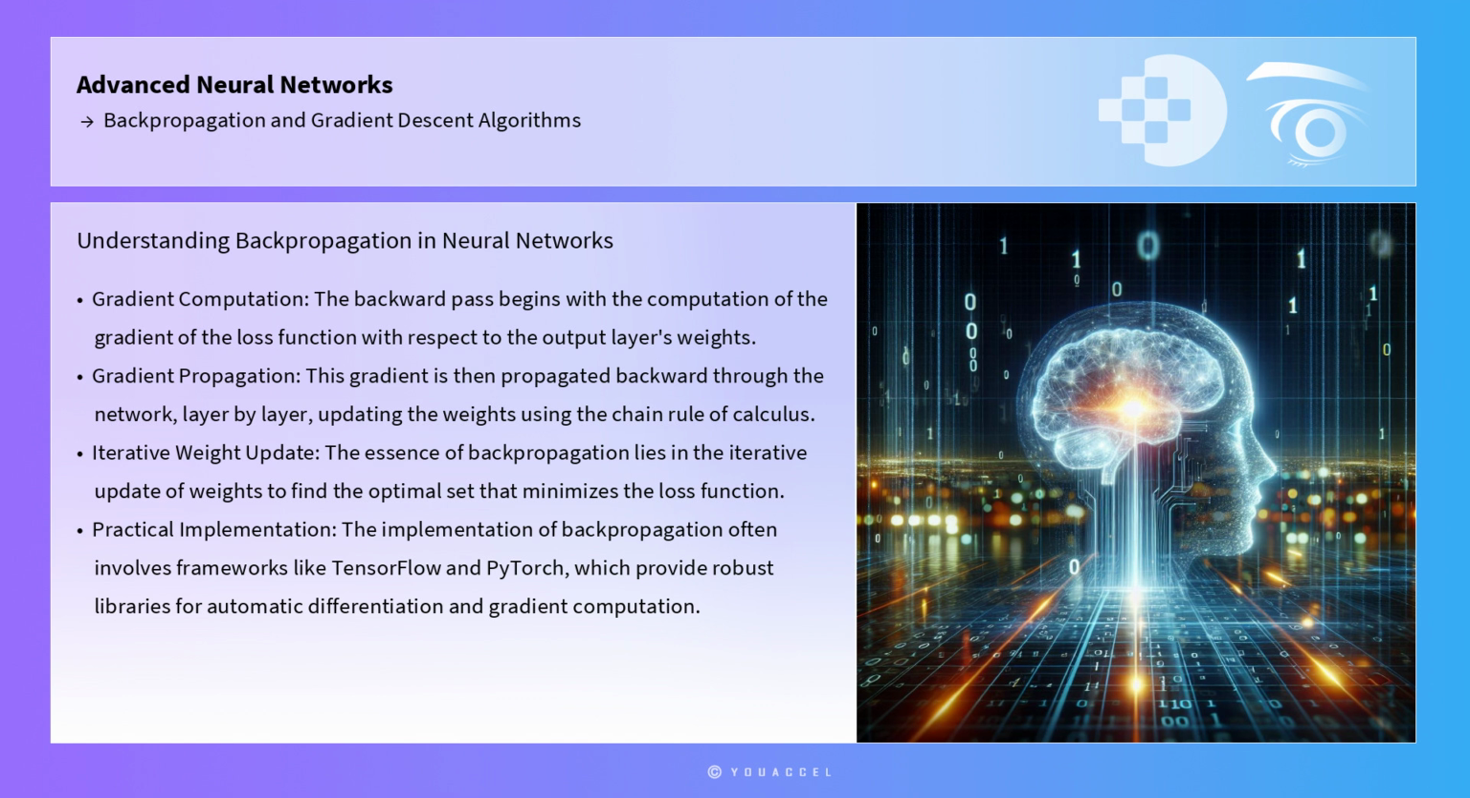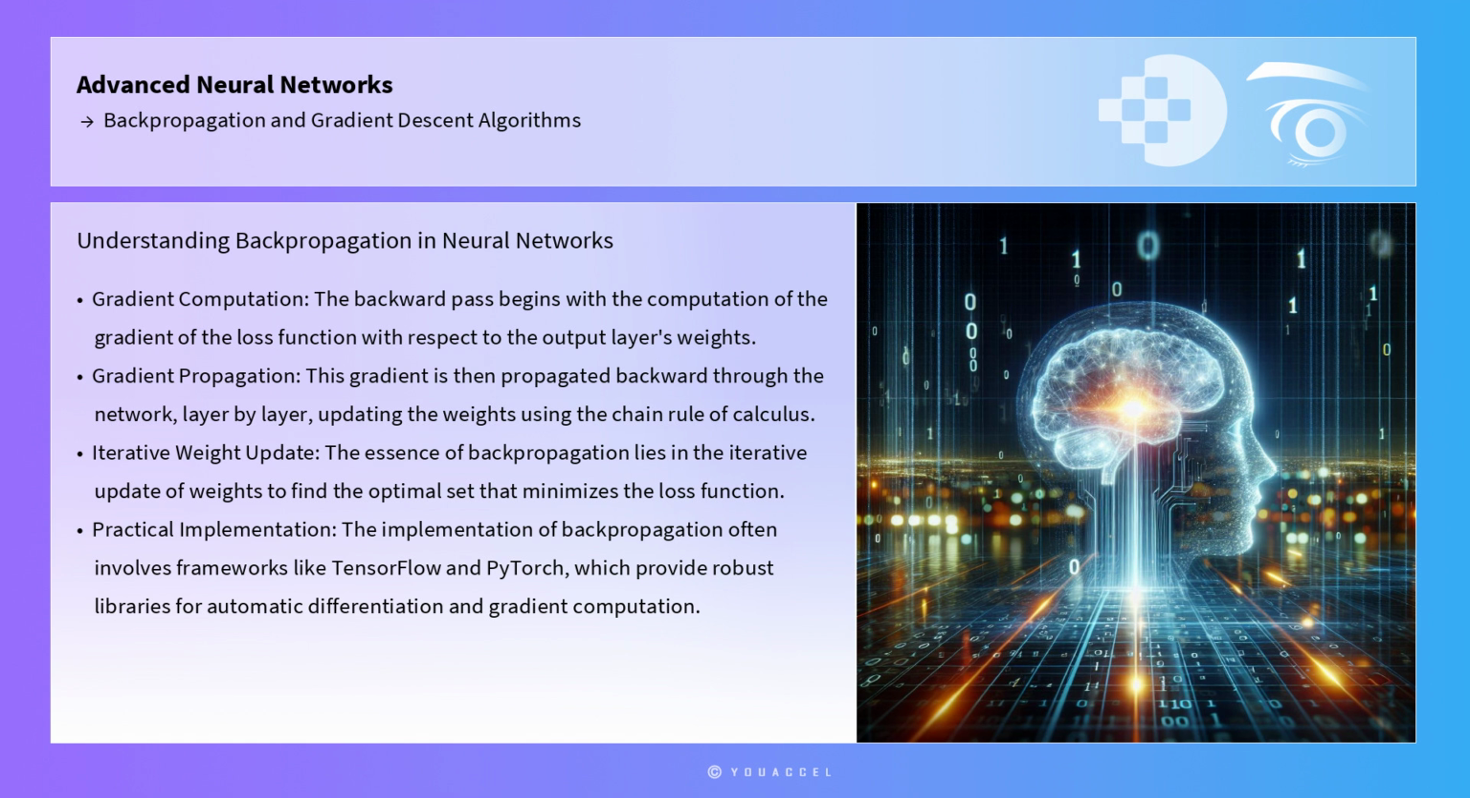The backward pass begins with the computation of the gradient of the loss function with respect to the output layer's weights. This gradient is then propagated backward through the network, layer by layer, updating the weights using the chain rule of calculus. The essence of backpropagation lies in the iterative update of weights to find the optimal set that minimizes the loss function.